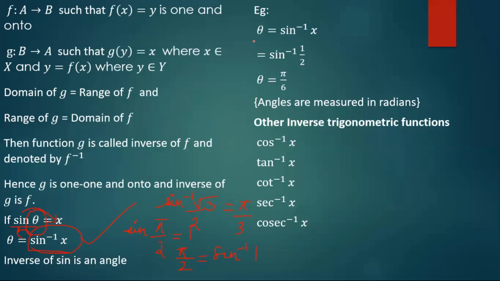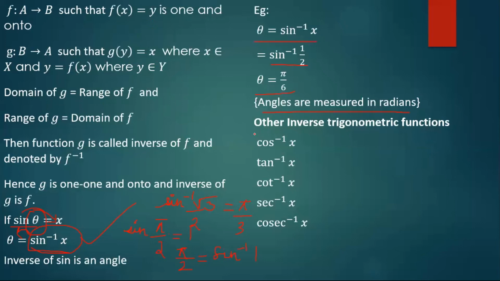If theta equal to sine inverse half, what is the measure of the angle theta? Just remember, the value of sine is half at which angle? At sine 30. In radians, 30 is pi by 6. So theta equal to pi by 6. Angles are always written and measured in radians. That you should remember. Earlier in class 10 we used to write in degrees, but in class 11 as well as class 12 you are supposed to write in radians.